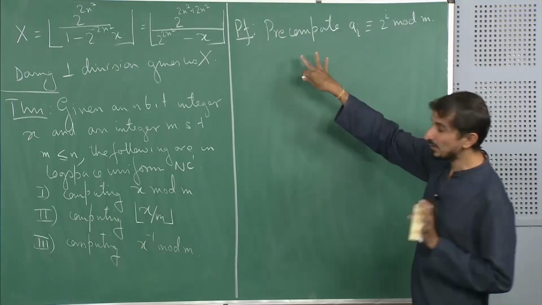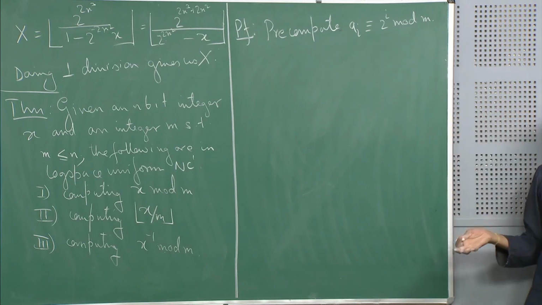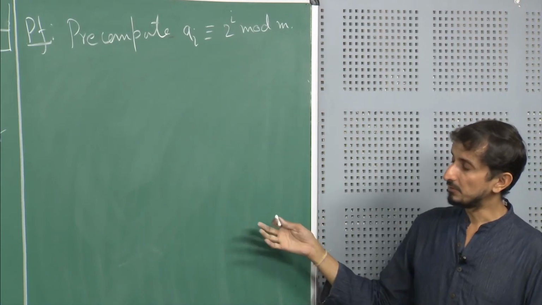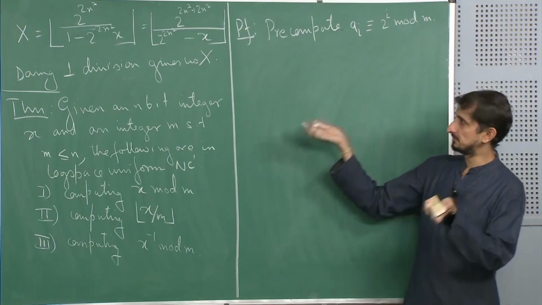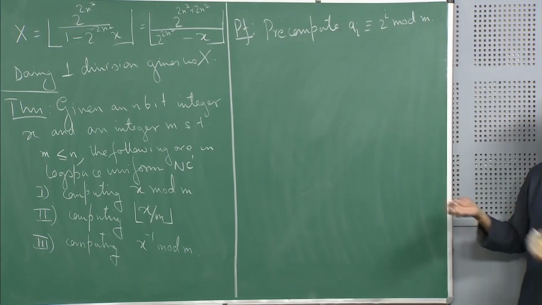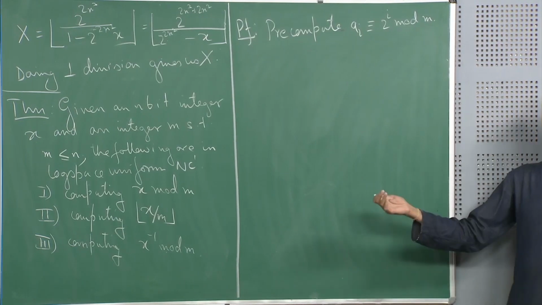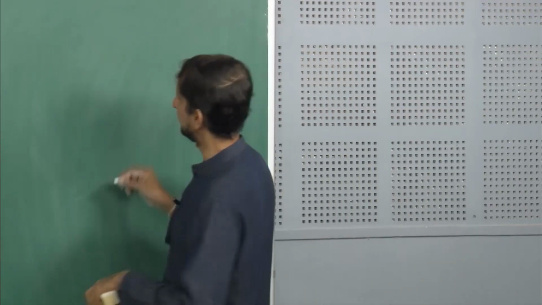So, what do I mean by pre-compute? What I mean is that you can actually do this in log space. You do not have to do this in NC, because you are not actually reading the input over here. This is a quantity which is independent of the input, which will be the same for all x's of a fixed length. Okay. So, you just do this using a log space machine.